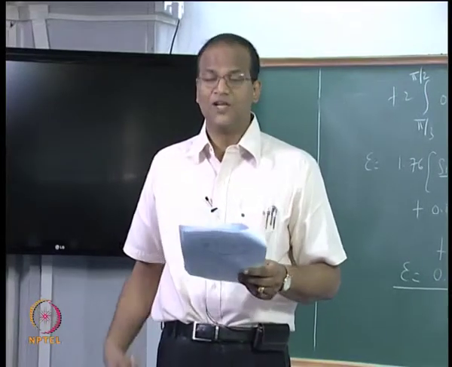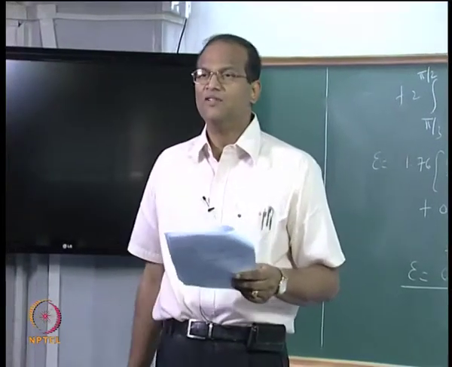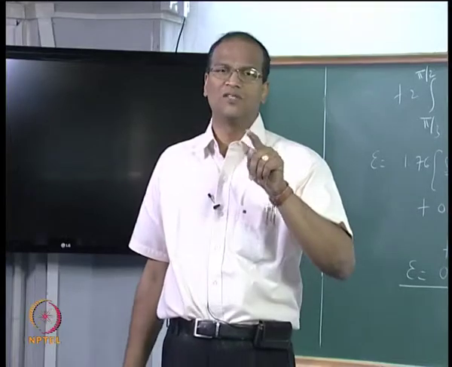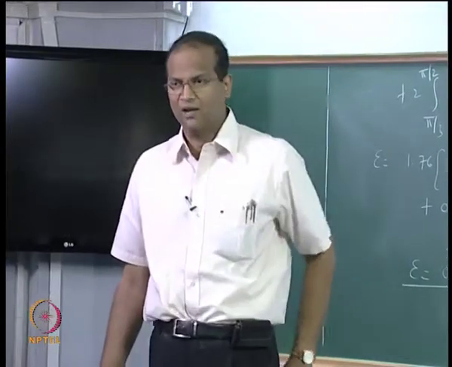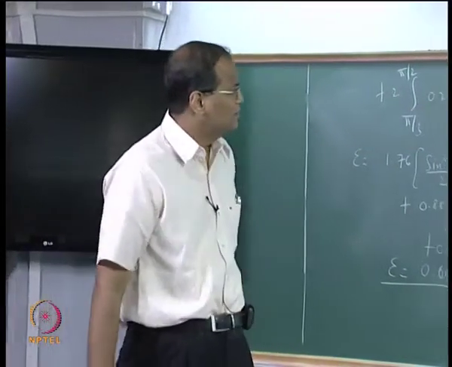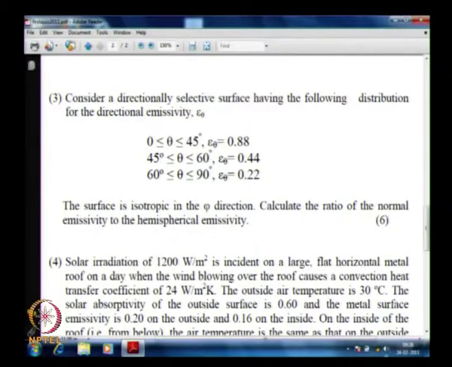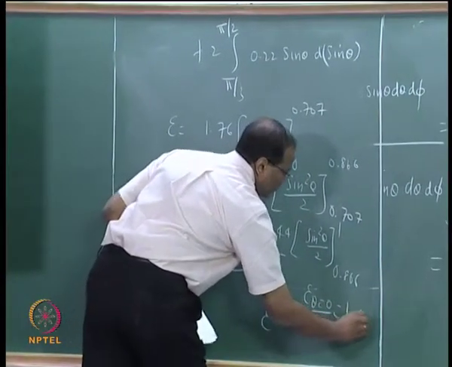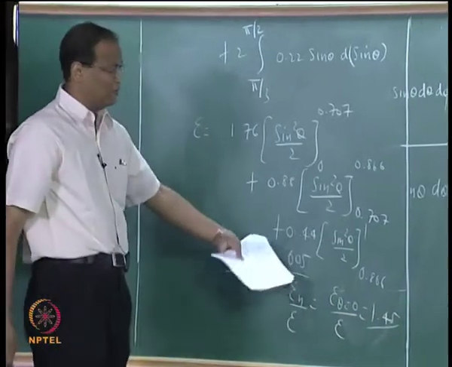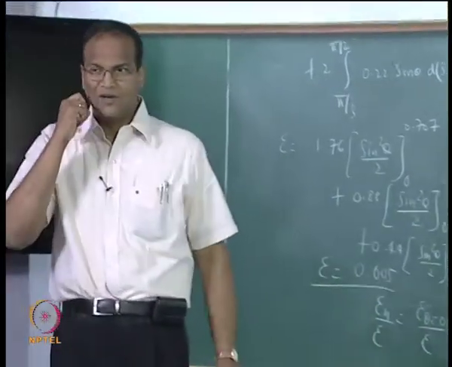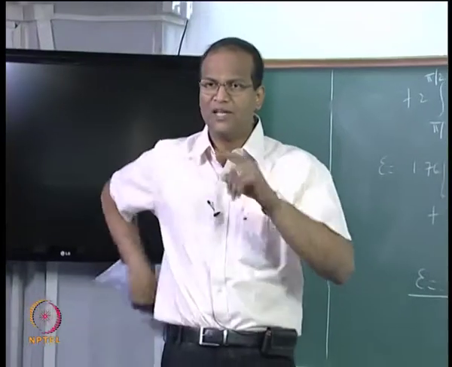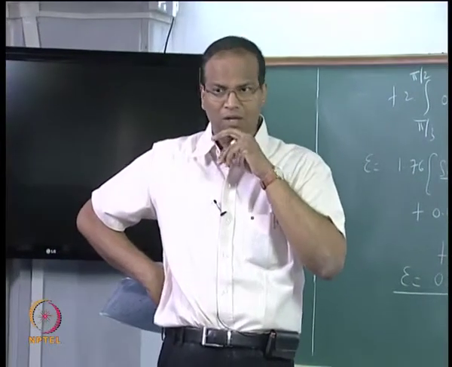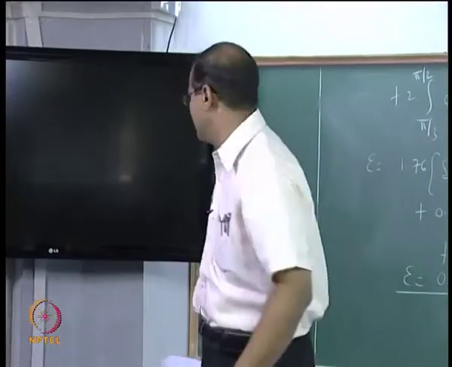Now I asked you the ratio of the normal emissivity. Normal emissivity is cos of 0, that is 1, okay. So that is the highest, that is 0.88, right. So ratio is epsilon 1.45. Okay, so 5 marks for this one and 1 mark for this. Okay, many of you have got it right, but basically some of you have missed that factor of 2. Okay.